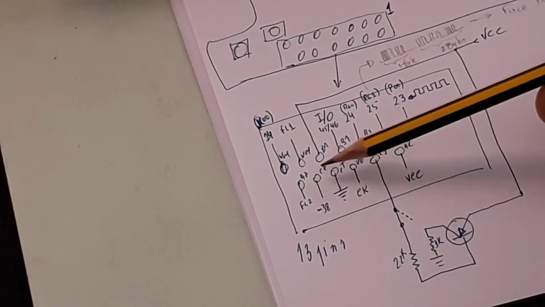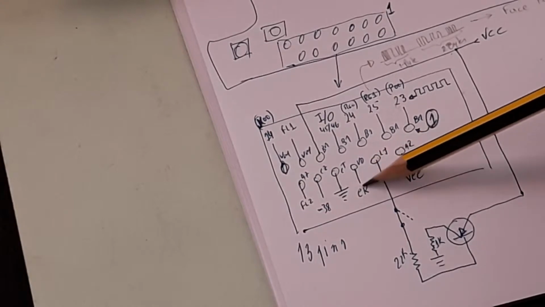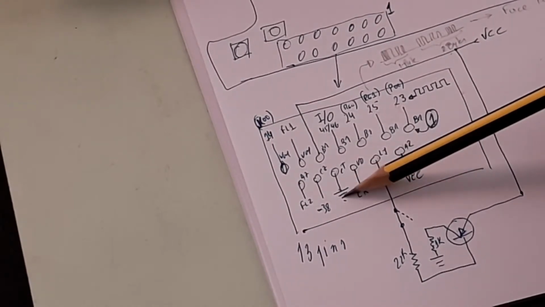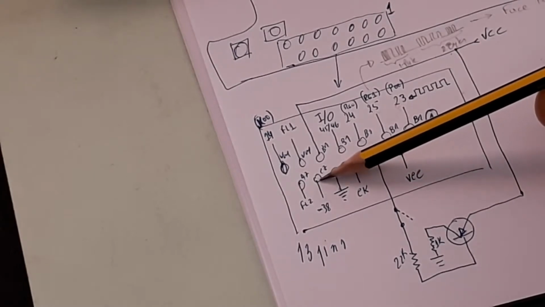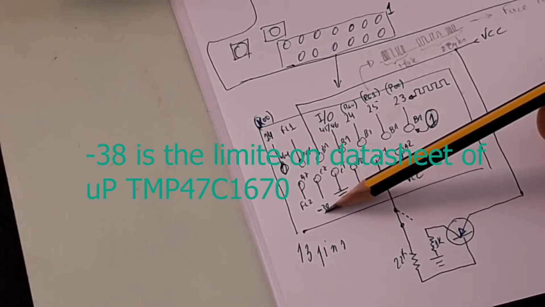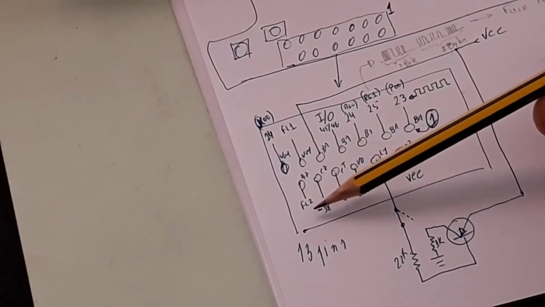You have the clock pin of the processor. After that you have the GND, and the VP, in this case minus 38 volts. I only use 22, I think it is enough.